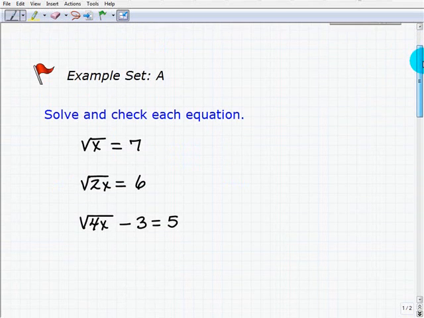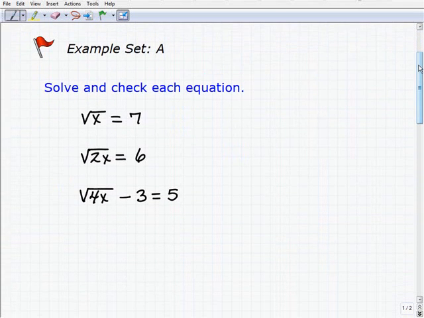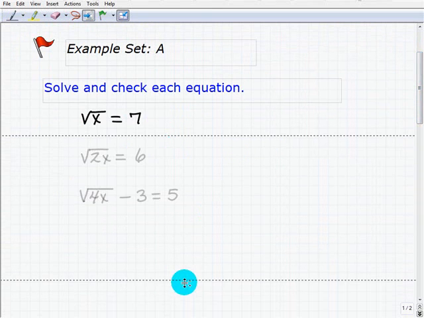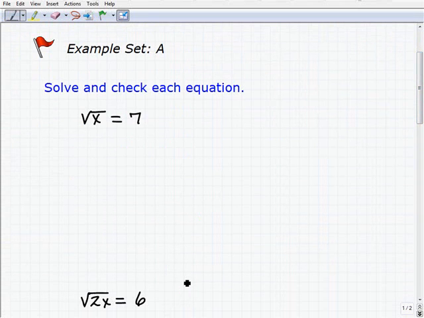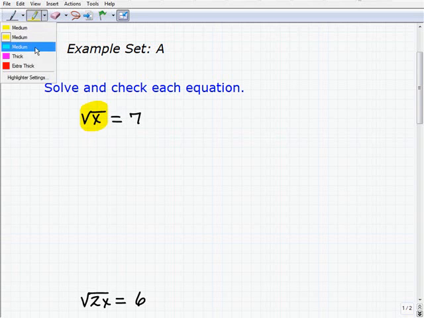So let's go ahead and take a look at our problems, and it says solve and check each equation. Okay, and we need to check our solutions. That's part of the procedure, but let's just recall what the procedure is. The first thing is when you're solving a radical equation, we want the radical, i.e. the square root portion, isolated.